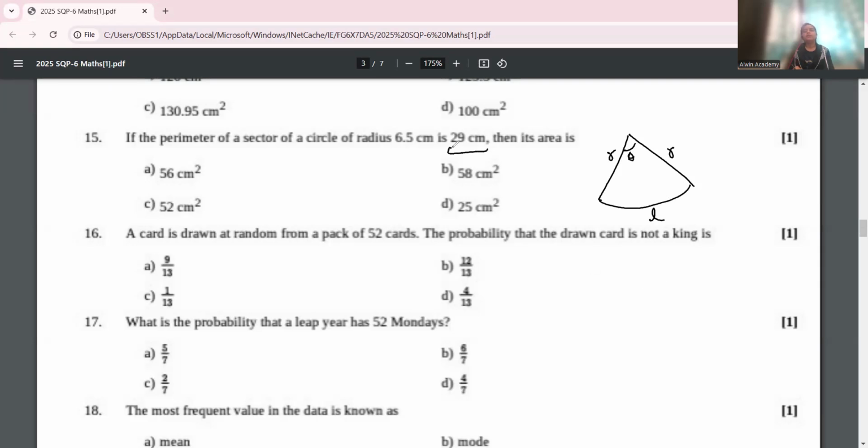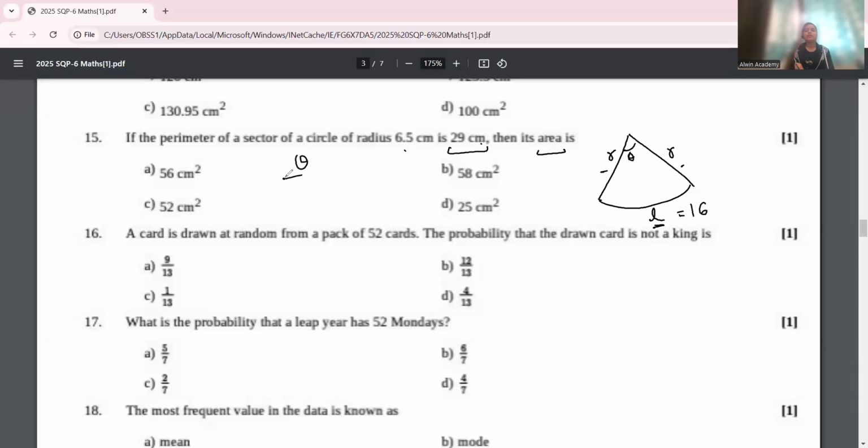If the complete perimeter is 29, this means that 29 is actually length of arc plus radius plus radius. Radius is given 6.5. So with this, we can find that the length of arc is 29 minus 6.5 times 2, which is 13. So 29 minus 13 is 16. Thus, the length of the arc here is given 16. And we have to find the area.